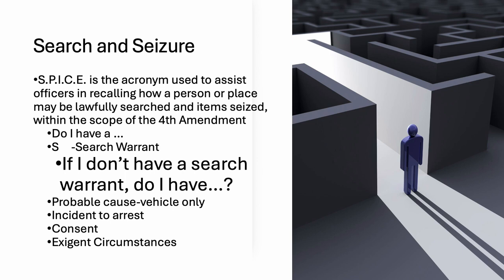Now, I wanted to show you this real quick because this is kind of a real-world synopsis or scenario, and it's an acronym. It's called SPICE, and it's used to help an officer recall how a person or a place can lawfully be searched and those items seized if and when it's within the scope of the Fourth Amendment. So when you think of SPICE, and this is used every day, first I want a search warrant. So do I have a search warrant? If I don't have a search warrant, do I have the remaining things to make this still a legal search?